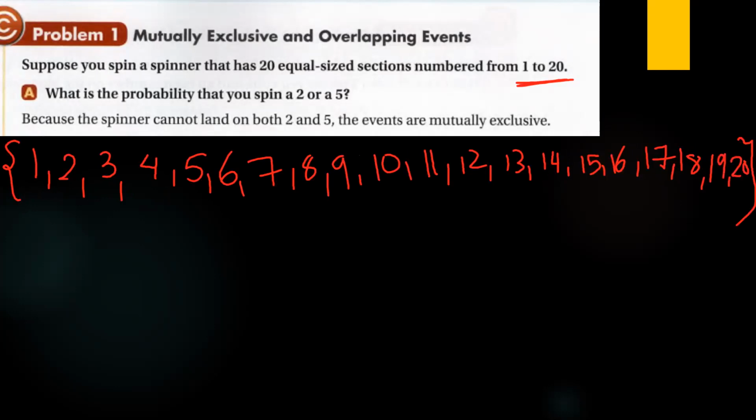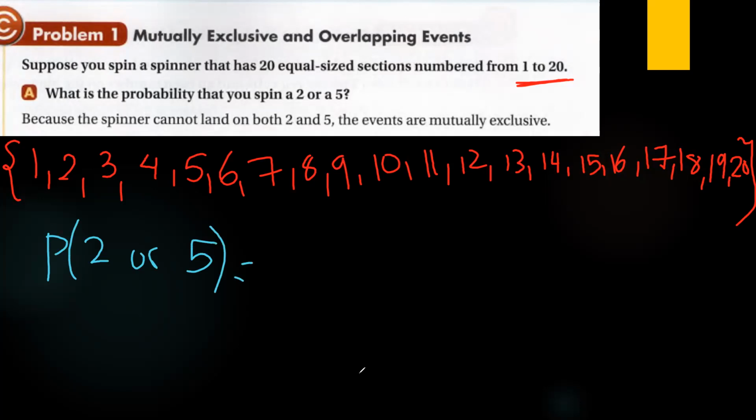So here, this is a spinner. It has a number from 1 to 20. Now, what will the outcome be? Choosing any of these numbers. And by the way, this is a theoretical experiment. Now, what is the probability that you spin number 2 or 5? How will you solve it here?